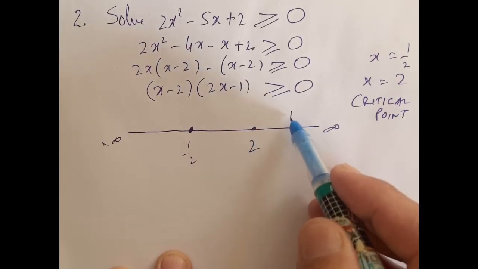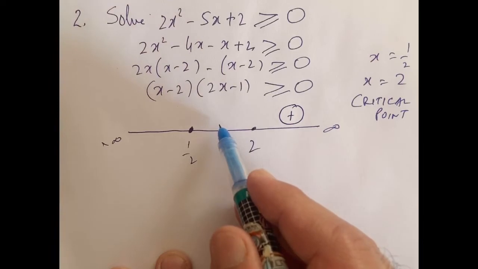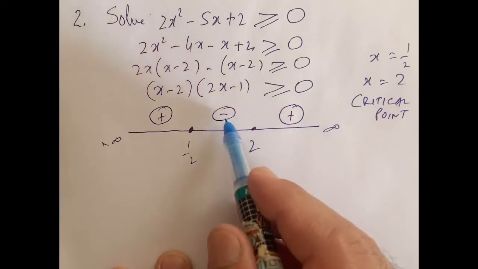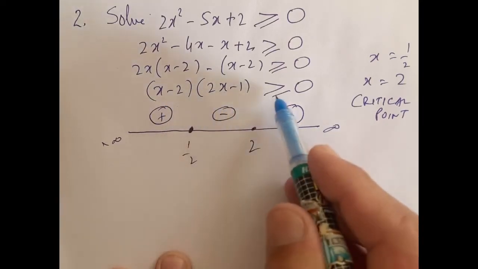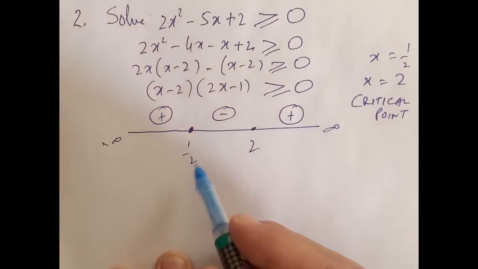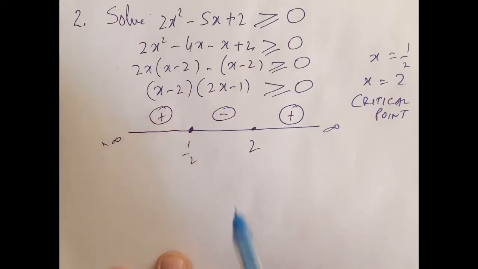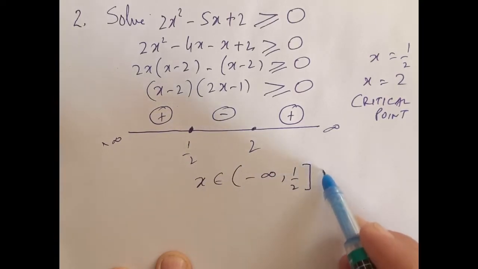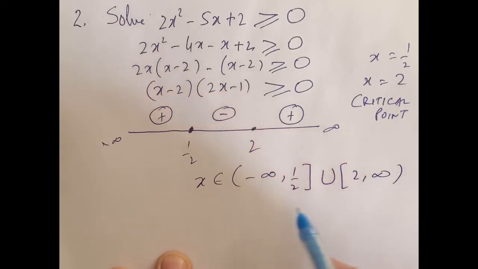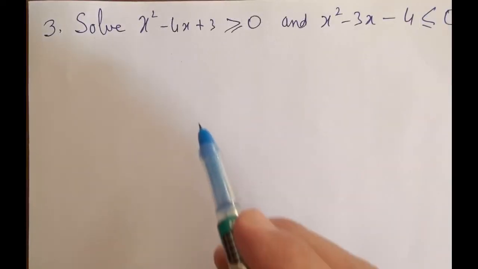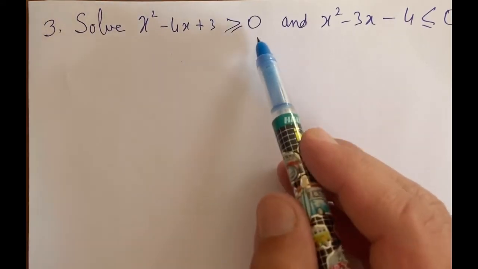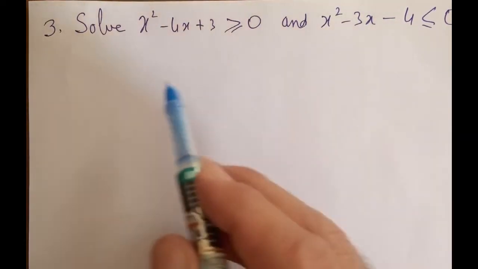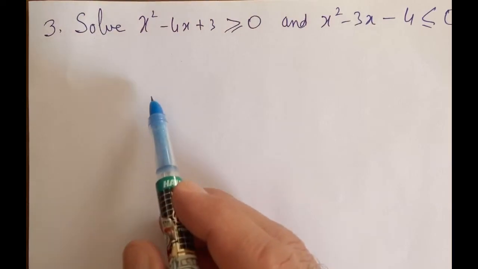After 2 is always positive sign. Positive, negative and positive, alternately, starting from the rightmost interval. Here this is greater than or equal to 0, so we need positive sign. So positive sign is from minus infinity to 1 by 2, that's x belonging to minus infinity to 1 by 2, and then from 2 to infinity. This is your answer. Next we have two inequalities, x square minus 4x plus 3 greater than or equal to 0 and x square minus 3x minus 4 less than or equal to 0. We will solve these two separately and then we take the intersection.